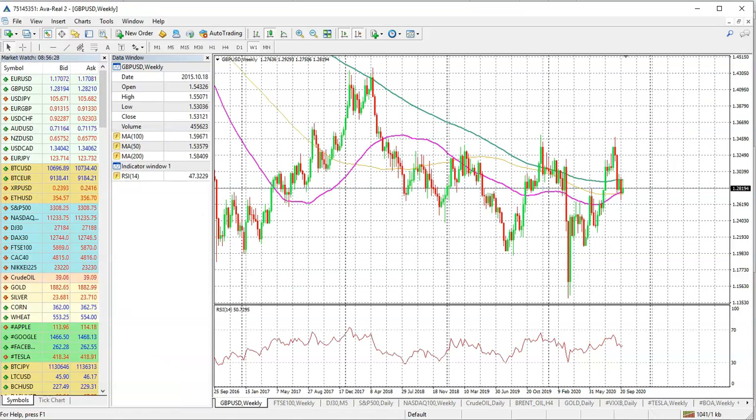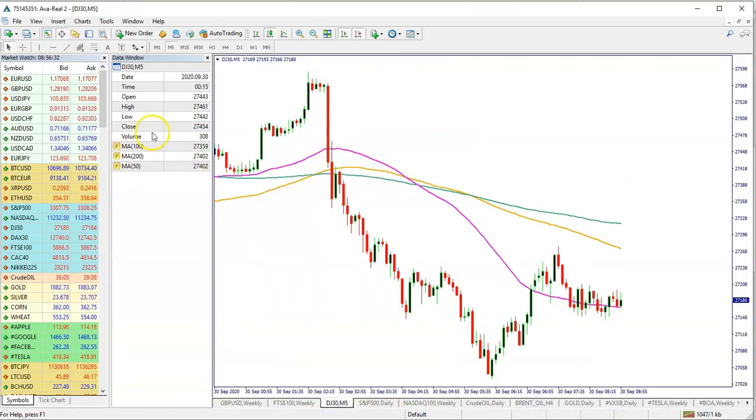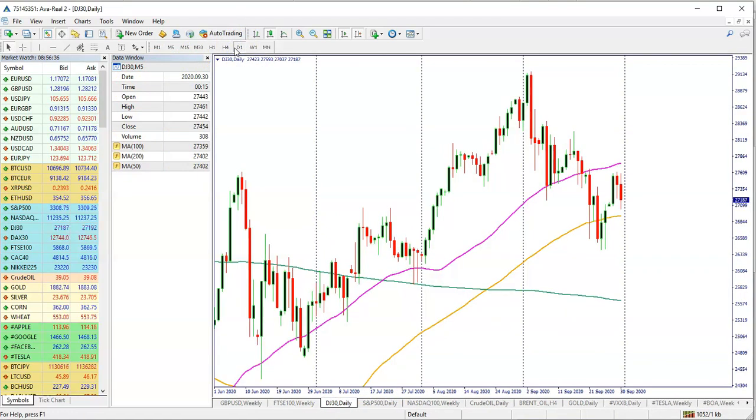Now, as always, I'm going to bring out the MT4 platform, which can be downloaded from any website such as evertrade.com. So what you have in front of you right now is the Dow Jones daily chart. As you can see, this is the daily chart over here. What we notice from the Dow Jones daily chart is a number of things.